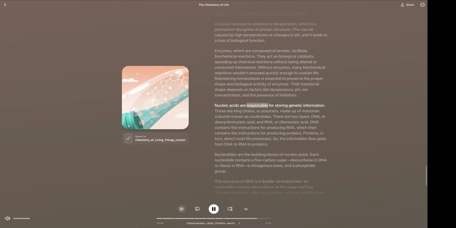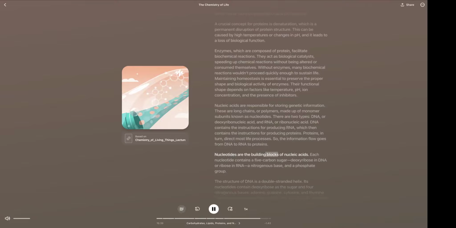Nucleic acids are responsible for storing genetic information. These are long chains, or polymers, made up of monomer subunits known as nucleotides. There are two types, DNA, or deoxyribonucleic acid, and RNA, or ribonucleic acid. DNA contains the instructions for producing RNA, which then contains the instructions for producing proteins. Proteins, in turn, direct most life processes. So the information flow goes from DNA to RNA to proteins.